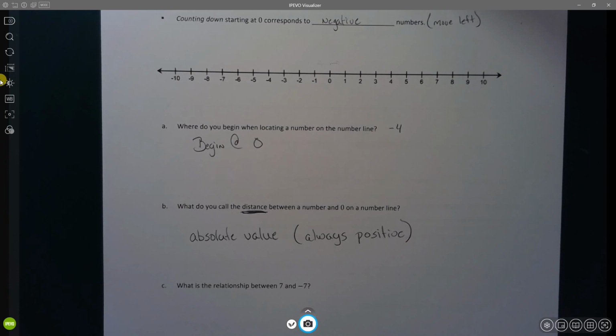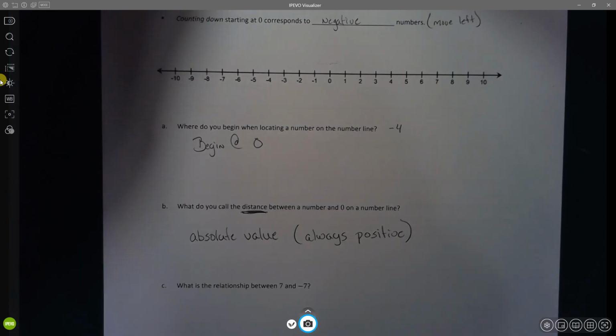So the distance between 0 and a number on the number line, it could be 0 and a -5, it could be 0 and 8, it could be 0 and 50, it could be 0 and a -43. That distance is known as the absolute value. It's always a positive number. So the absolute value between 0 and a -43 is 43. It's 43 units from 0 to a -43.